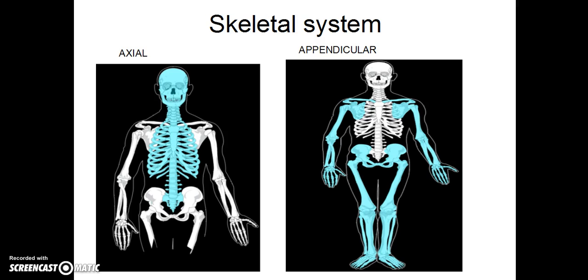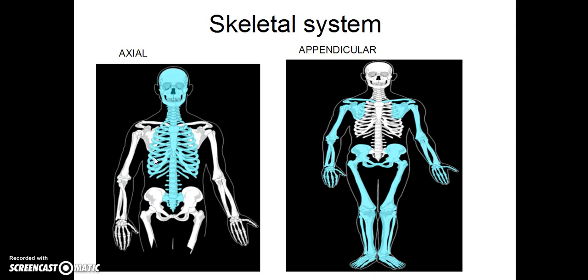The skeletal system. The skeleton is divided into the axial skeleton, which is the central core of the body. It consists of the skull, the vertebrae, the sternum and the ribs.